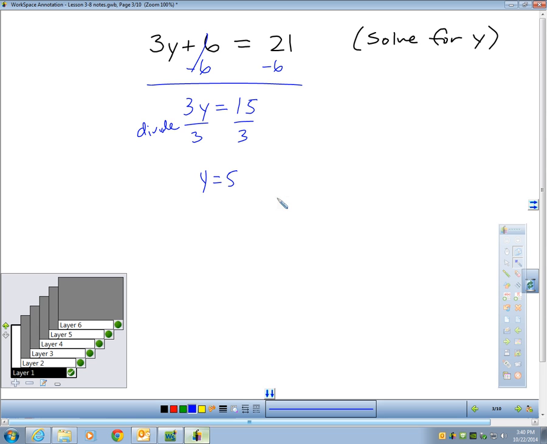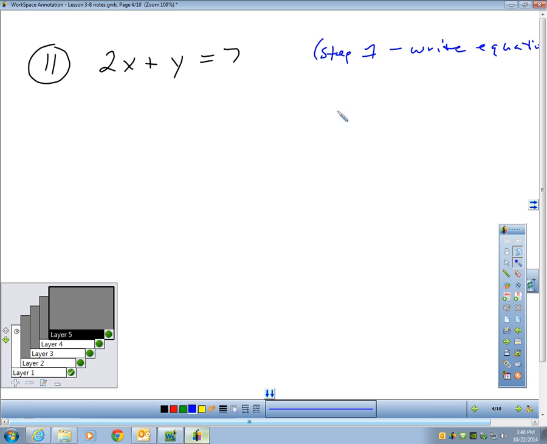I'm sure you're looking at that, thinking, that's a piece of cake, so what's the big deal about today? Well, today, when you look at problems like number 11, we're not going to be able to solve for y and get an exact answer. We're going to get an abstract answer for y. We're going to do it the same way, though. Same steps. We're just going to have two variables in the problem. So step one is always write the equation.